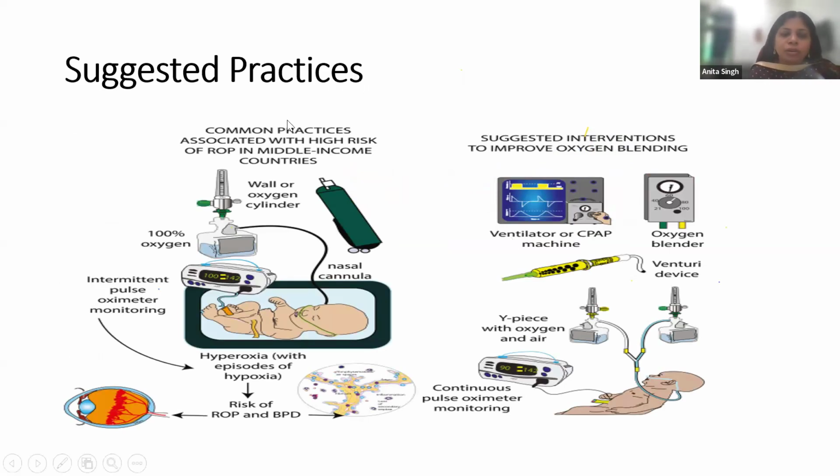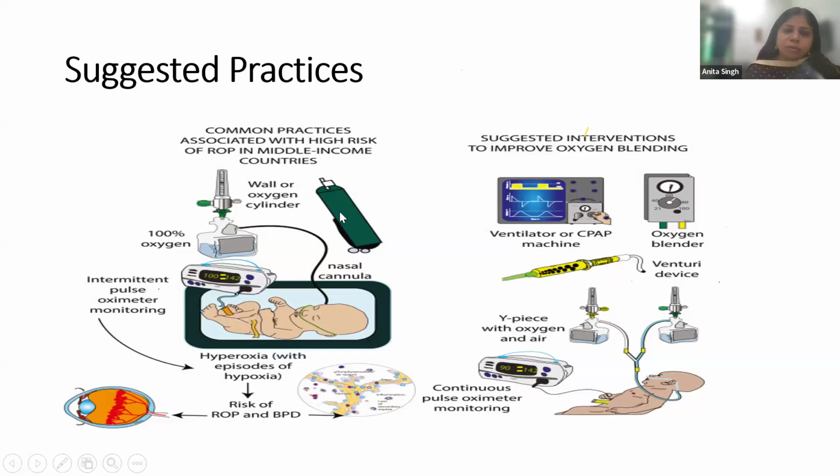So what have been the common practices? Mostly oxygen was given by cylinders without any blenders, or a wall-mounted flow meter was directly attached to the baby. Often it is observed that the baby is on oxygen, but the baby is not continuously monitored on a pulse oximeter. Whenever a baby is being given supplemental oxygen or any respiratory support, the baby should be on continuous pulse oximeter monitoring. It should not be compromised upon with intermittent pulse oximeter monitoring.